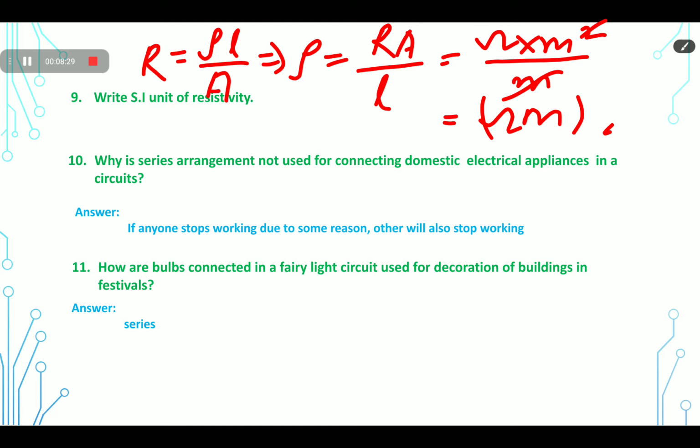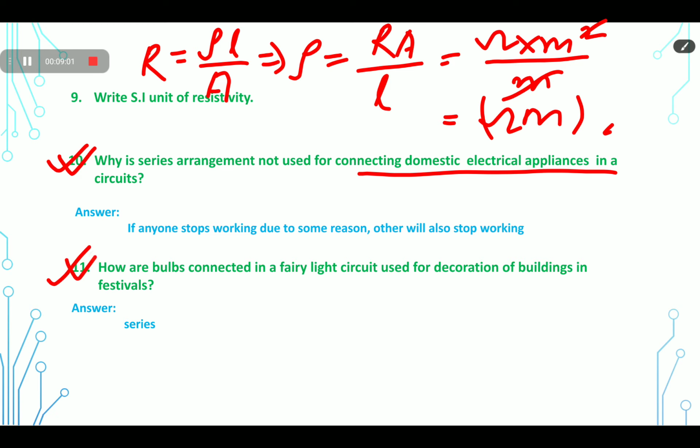Next, why is series arrangement not used for connecting domestic electrical appliances in the circuit? Very important question. Because in the series connection, if any one device stops working due to any defect, due to any reason, then the other will also stop working. So we cannot operate them separately, or we cannot switch on or off them separately. That's why the series connection is not used in home.